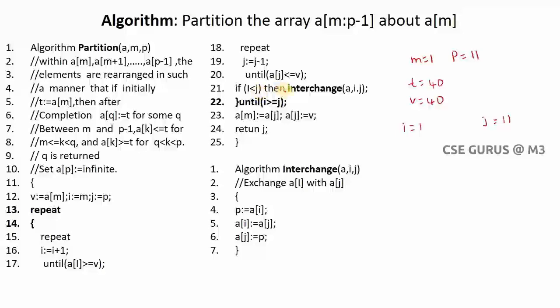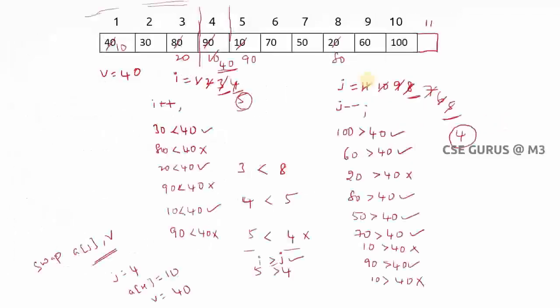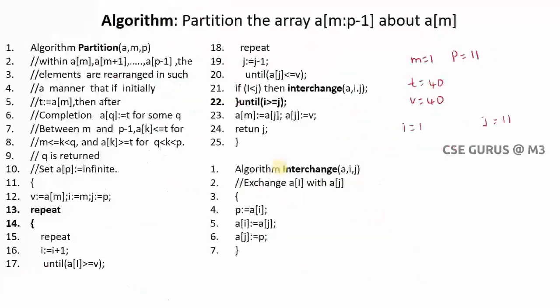If i is less than j, what have we done? Interchange i comma j. In our example, the first one I got is 3, and here I got 8. So 3 is less than 8. That means if i is less than j, we interchange A comma i comma j, that is, we interchange the elements in A of 3 and A of 8. That's what we are doing here.